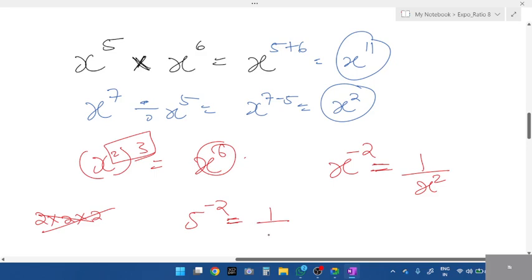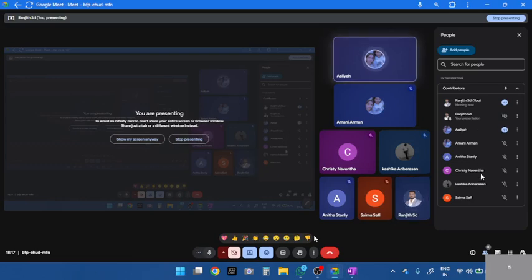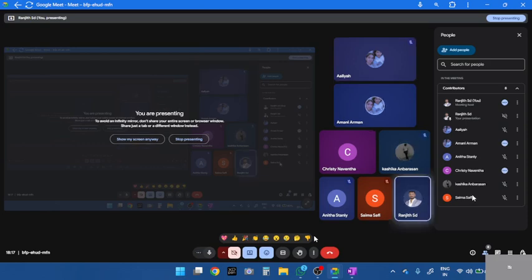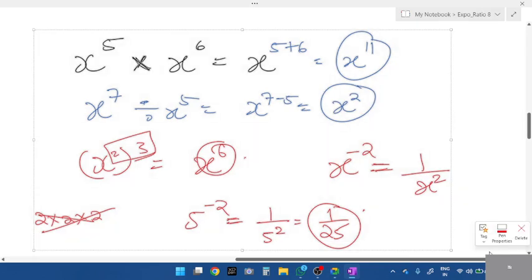1 by, respond, 1 by 5 square. The answer is 1 by 25. Why only one or two students are answering? All of you were there when I taught this. Alia, Amani, Andrea, Shasha, Saima. Then respond, students. Respond. What are the different types of powers we have? Positive power, negative power, then anything to the power of 0. What's the answer? 1. 5 to the power of 1 is 5. 5 square is 25. These are the rules.